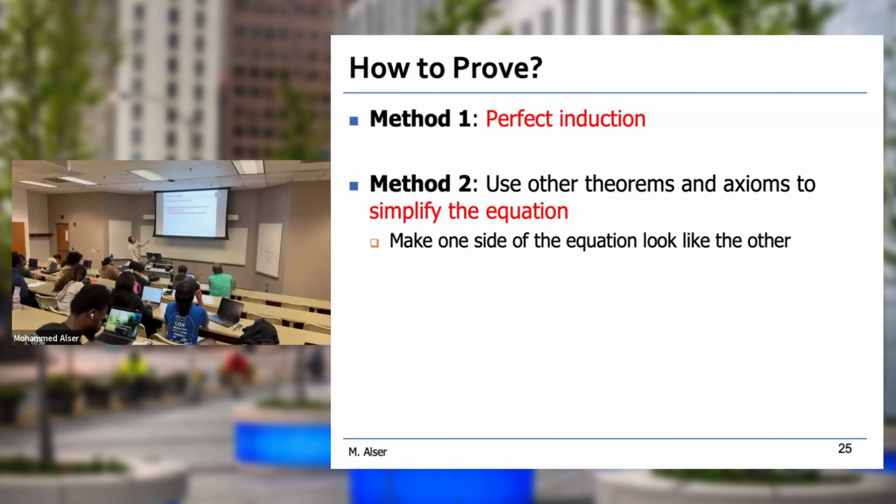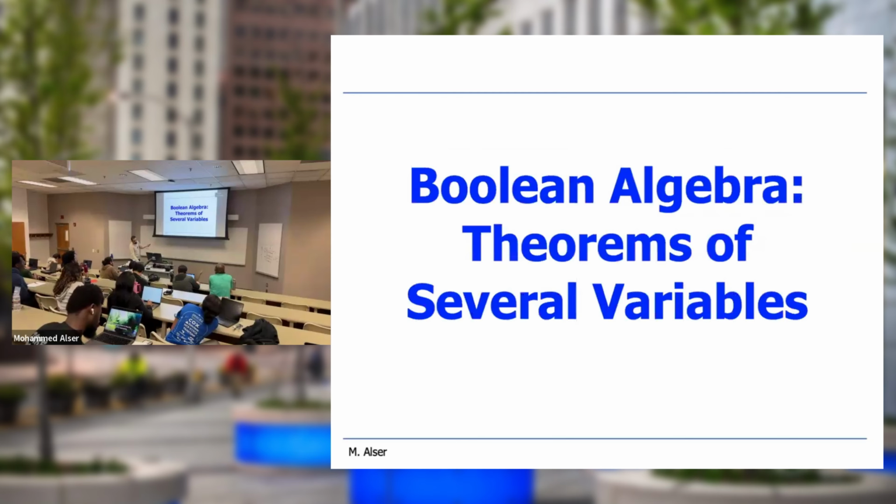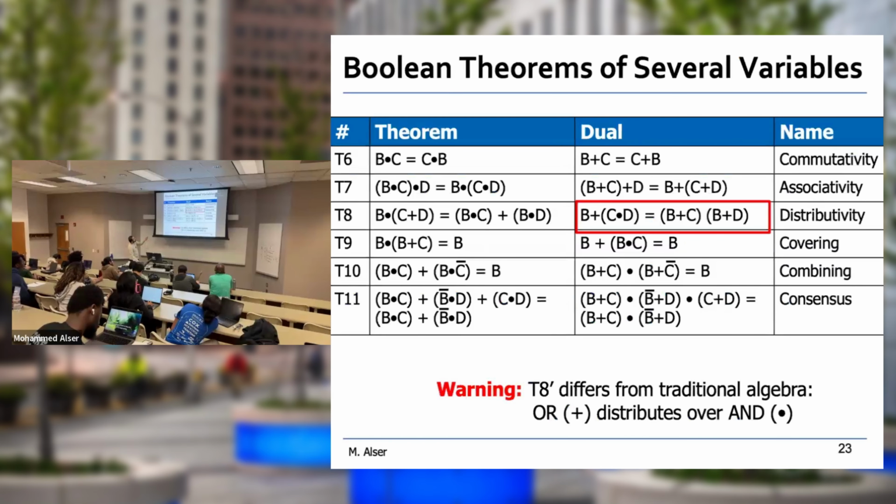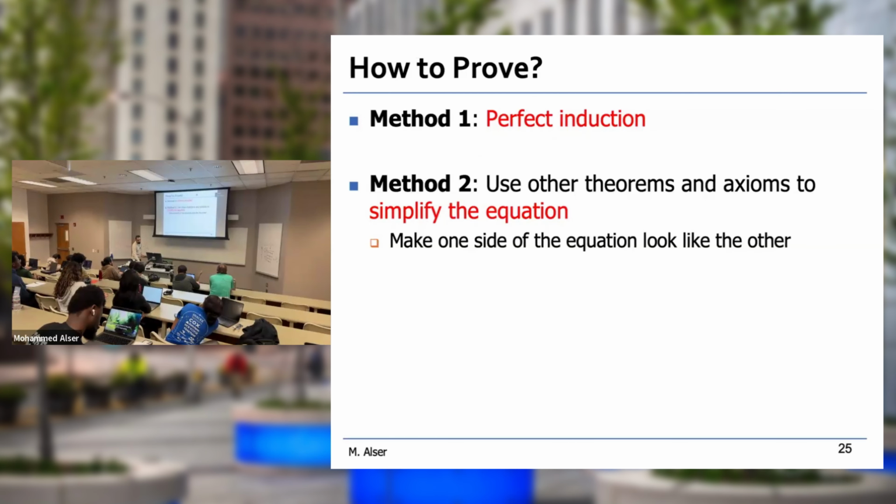The second one is to simplify the equation and try to come up with it using the previous theorems. For example, we saw clearly how we come up with T7 based on T6, right? So based on that, we could simplify this equation based on this, and then we come up with this. That's the second method to prove any of those theorems: either build the complete truth table or use another theorem to derive the theorem that you're trying to prove.